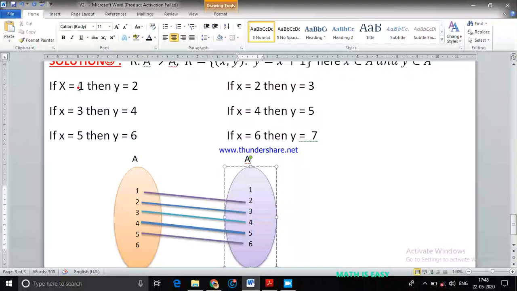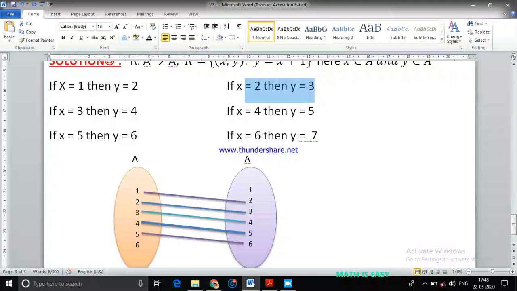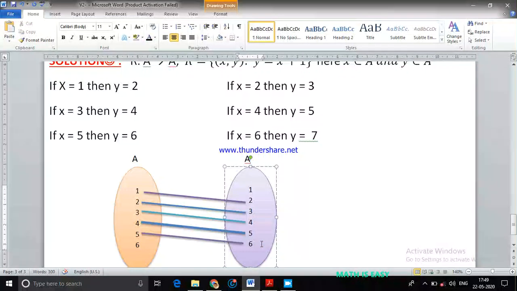Now 1 is mapping with 2, because if x equals 1 then y is 2. So I have drawn this line from 1 to 2. And 2 is mapping with 3, because if x equals 2, y equals 3. If x equals 3, y equals 4, so 3 is mapping with 4. Then 4 is mapping with 5, and 5 is mapping with 6. And 6 would have to map with 7. I have 6 here, but this set has no element 7. 7 is not an element of A, so 6 won't map with 7.